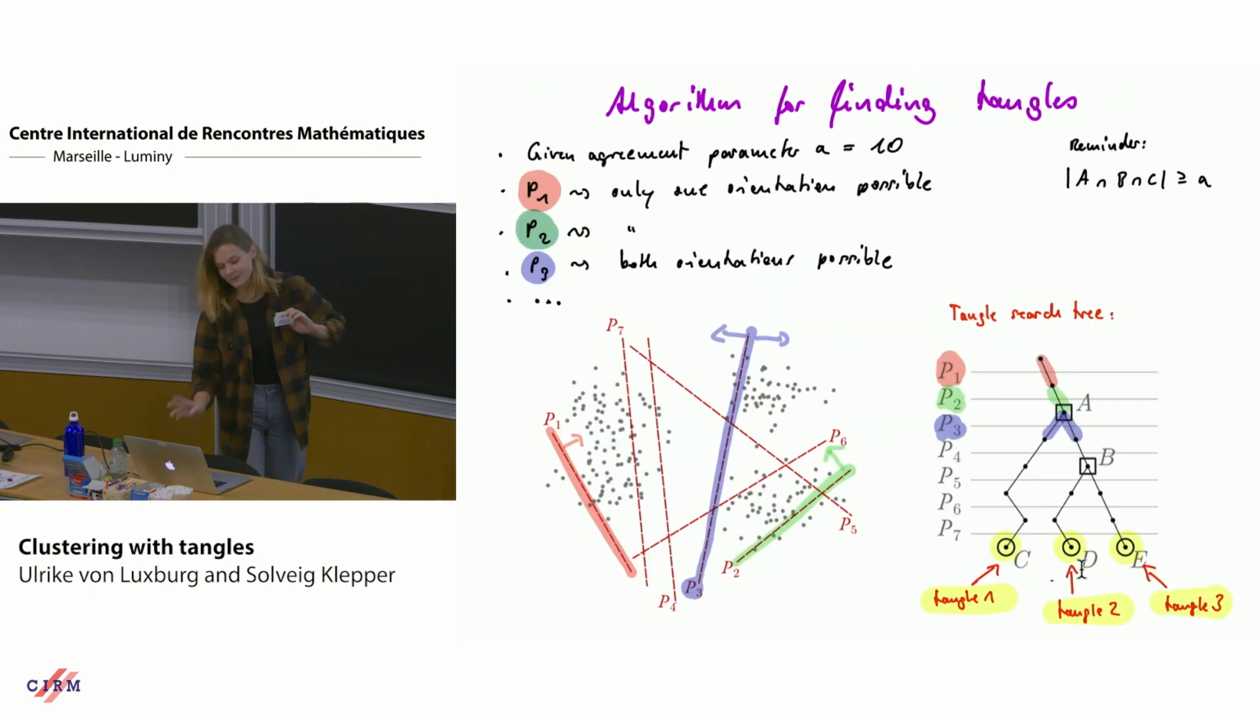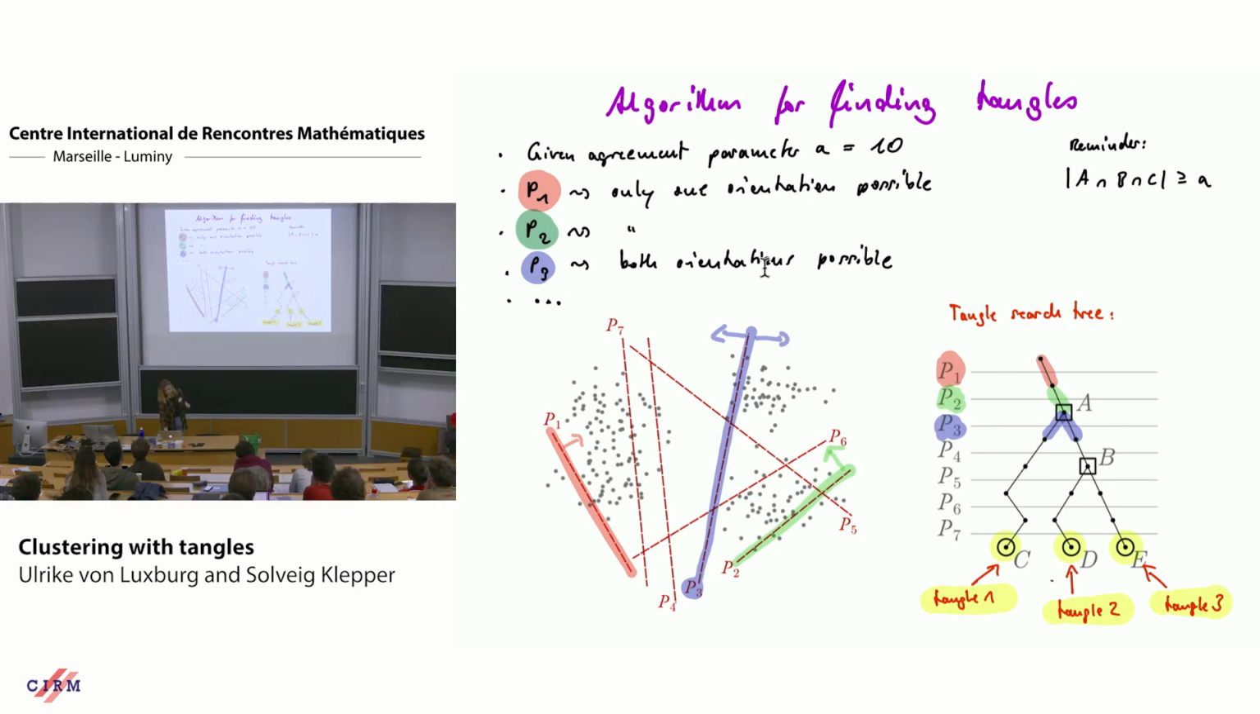Okay, so here's a small example. We're given a set of data points and we're given a set of cuts, and these are already sorted according to their cost. So P1 is the cheapest cut and P7 is the most expensive cut. And we're given some agreement parameter. In this case, it's 10. It's a little arbitrary, but it's some small number capturing some cohesiveness in the data.